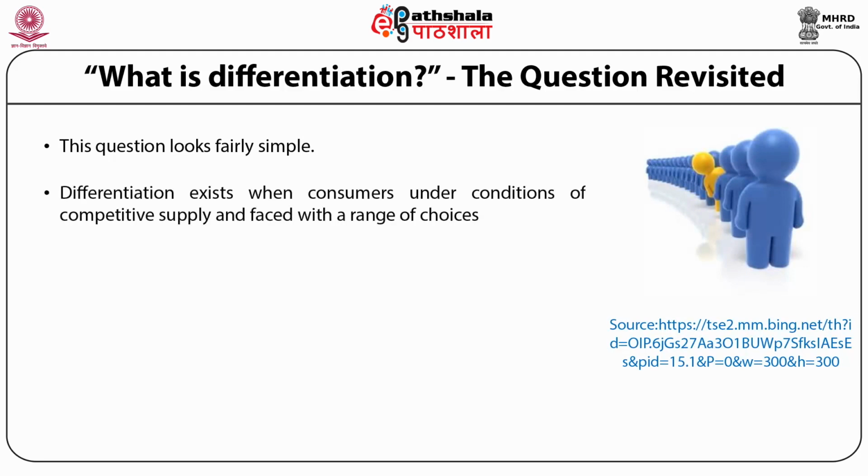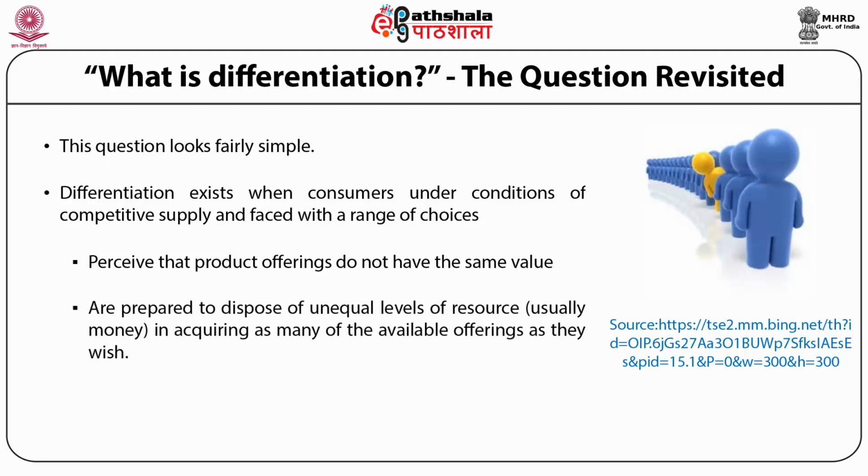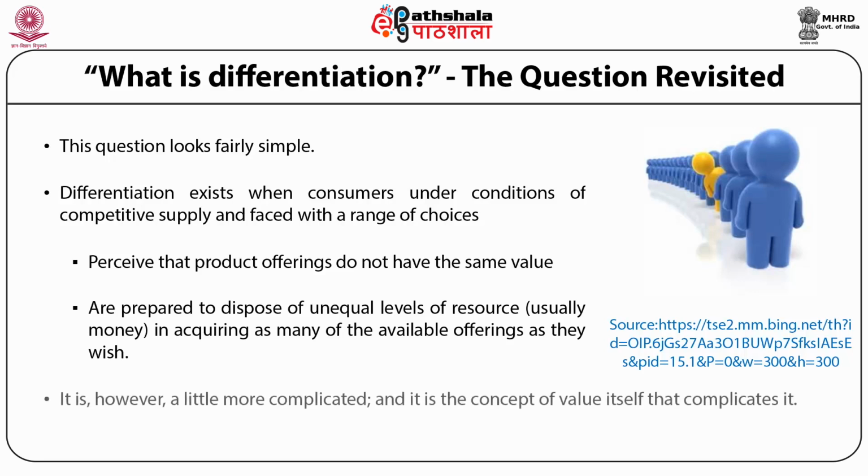Differentiation exists when consumers, under conditions of competitive supply, are faced with a range of choices. They perceive that product offerings do not have the same value, and they are prepared to dispose of unequal levels of resources, especially money, in acquiring as many of the available offerings as they wish. It is, however, a little more complicated, and it is the concept of value itself that complicates it.